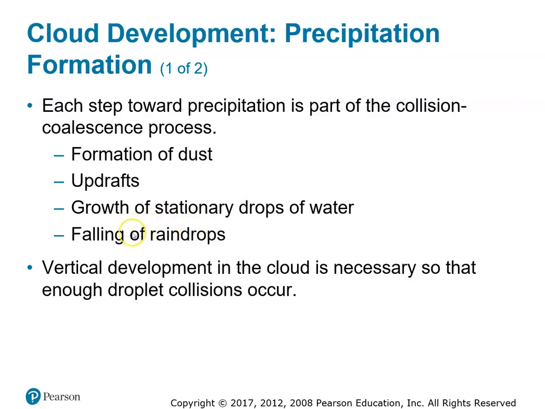Right. And so, how large do they have to be? They have to be large enough so that gravity will cause these things to fall and overcome the updrafts. Once they weigh enough to overcome the updrafts, they begin to fall. Not necessarily. Mostly, the precipitation, by the way, in the upper atmosphere does not occur as actual liquid. It's usually frozen. Anyhow, the vertical development of clouds is necessary so that the droplet collisions occur. You got to have clouds to have rain.